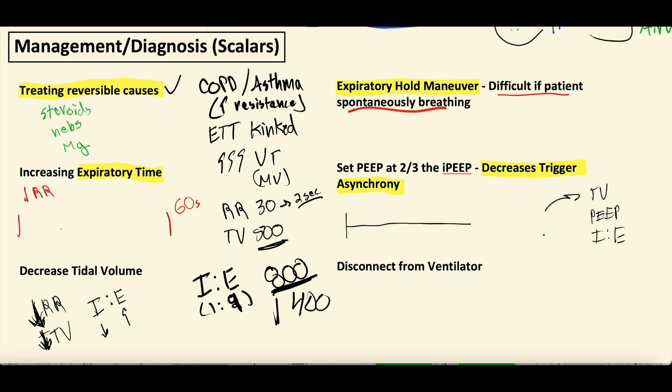But the patient prompted this breath. They triggered this breath. Well, the way the ventilator often detects that is by detecting a change in pressure. And that change in pressure has to be this net change.